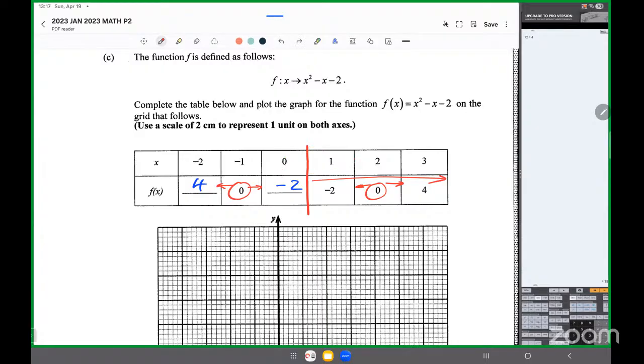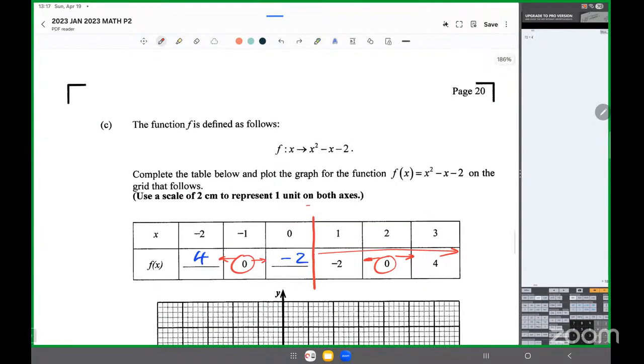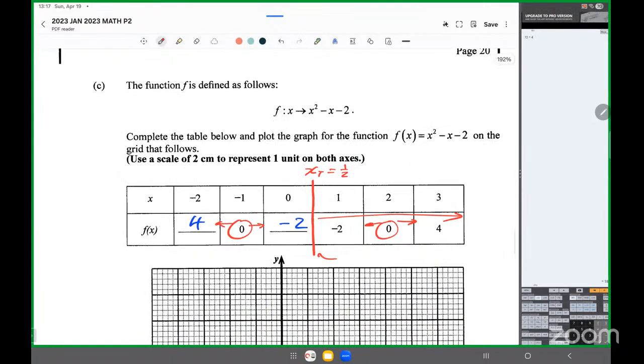Halfway between 0 and 1 is a half. That's the x value at my turning point, a half. Then to find the y value right here, where x equals a half, I can plug the half in the function and find what the y value is there. I can actually get it straight off the table right here. So this is f of a half. You know what my y value is right here. f of a half equals, and plug a half in.